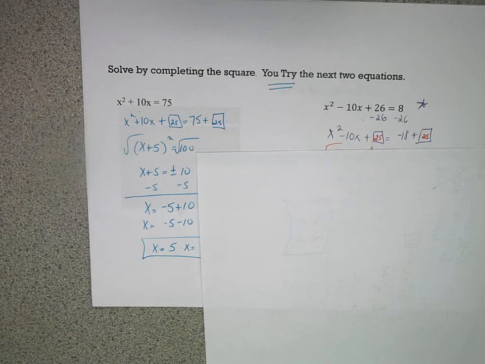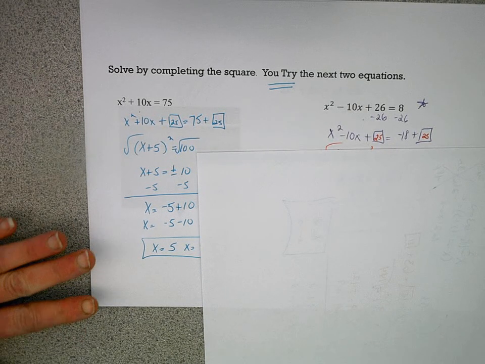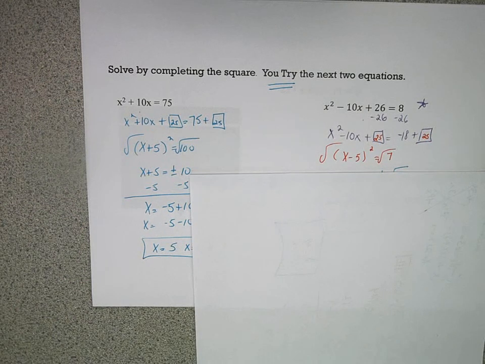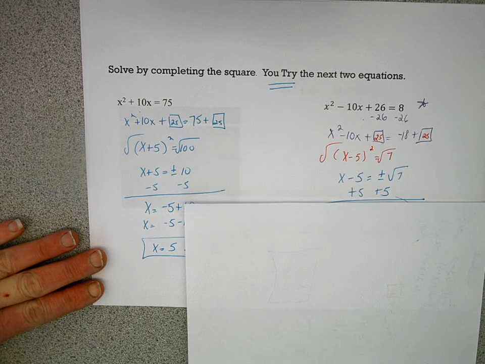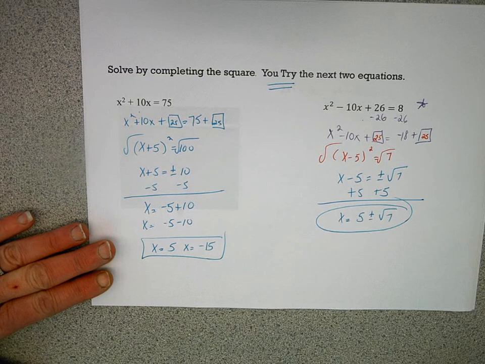I completed the square. Half of negative 10 is negative 5. Negative 5 squared is 25. Did that to both sides. I got x minus 5 quantity squared equals 7. I square rooted both sides. I got x minus 5 equals plus or minus radical 7, and then I add the 5 to the other side.